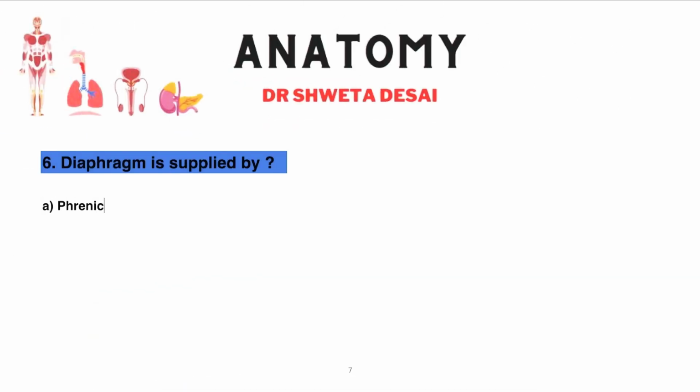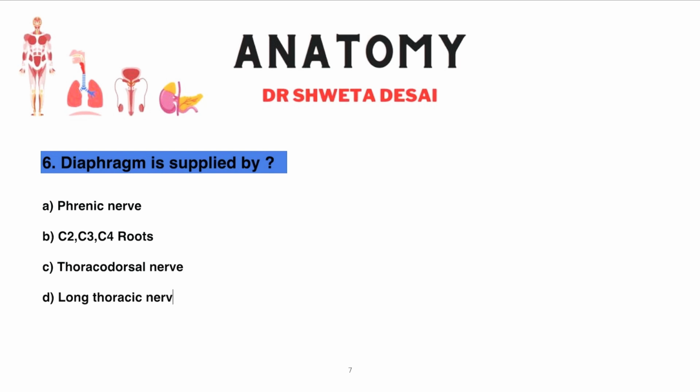Diaphragm is supplied by phrenic nerve C2, C3, C4 roots, thoracodorsal nerve or long thoracic nerve. The motor supply to the diaphragm is through the phrenic nerve.